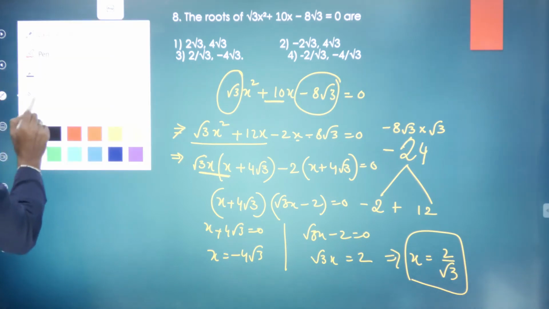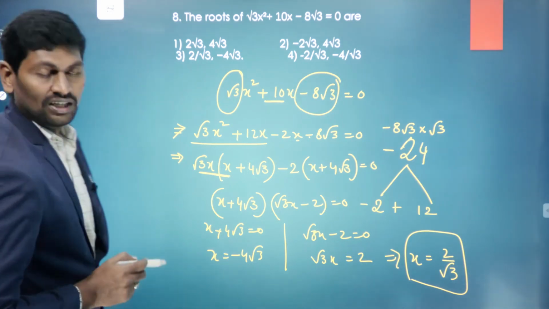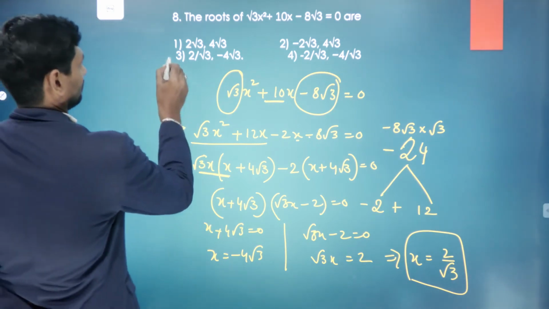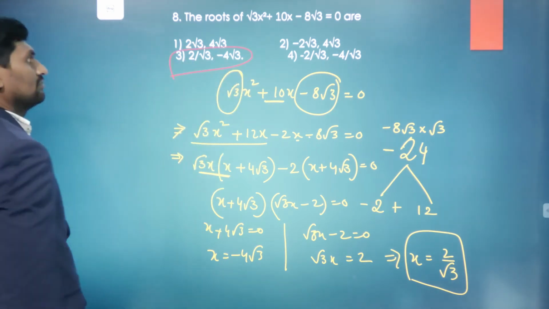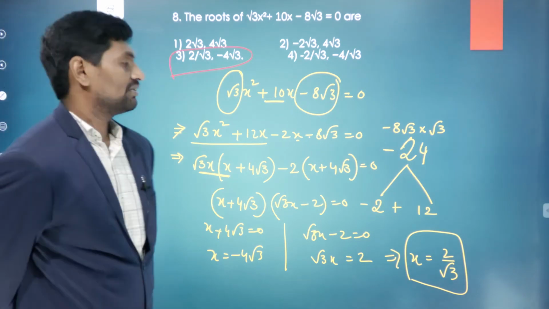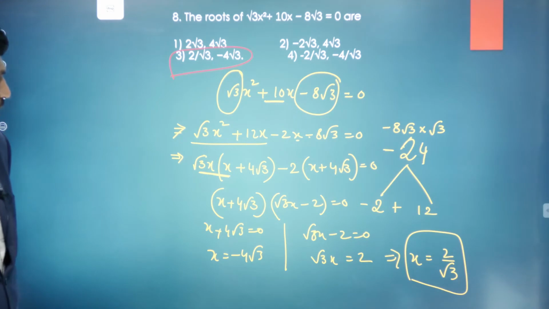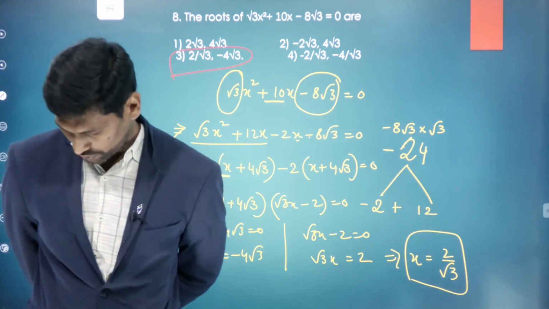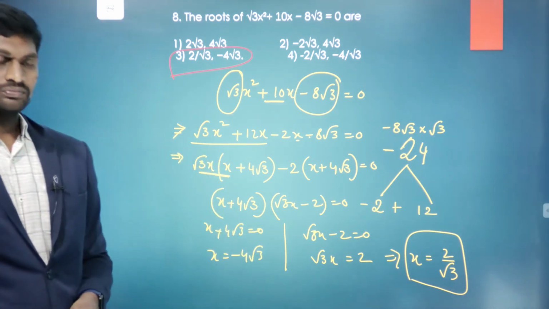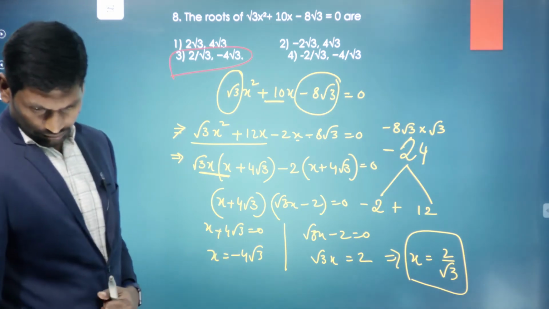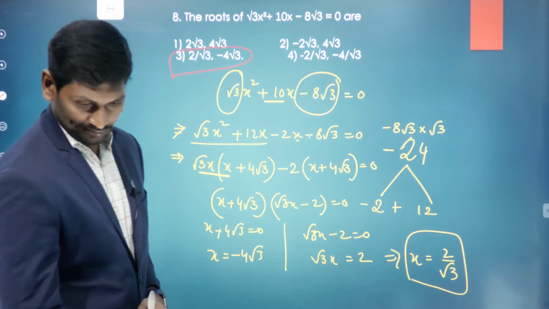So 2 by root 3 one answer, minus 4 root 3 second answer. 2 by root 3 and minus 4 root 3, both options. Please note it. Or else you can use the formula. Any doubts?